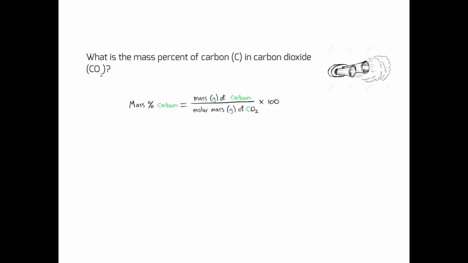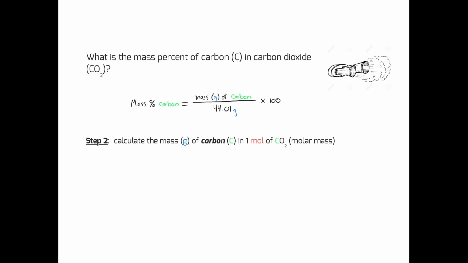Remember that our equation for finding the mass percent of carbon is mass of carbon divided by the molar mass of CO2 times 100. Well, in step 1, we found the molar mass of CO2, so we can update our equation now. So now what we have is mass percent of carbon equals mass of carbon over 44.01 grams times 100. Which means that our next step is going to be to find the mass of carbon.